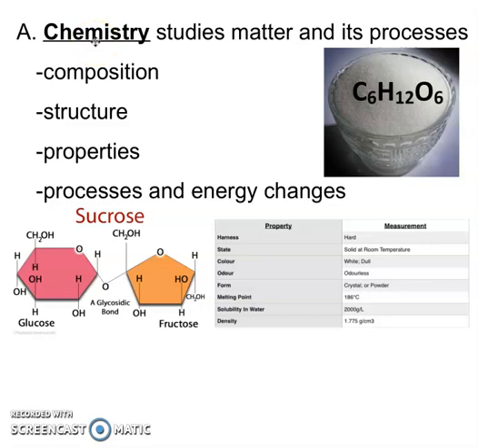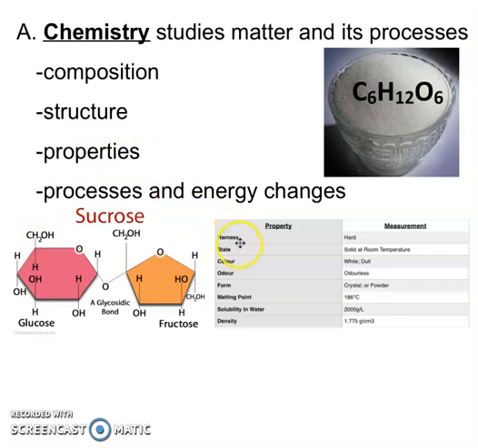So chemistry studies matter and its processes. Specifically, it looks at composition: what exactly is the chemical that you're looking at made up of? So if I'm looking at sugar, I can figure out that it's made up of 6 atoms of carbon, 12 atoms of hydrogen, and 6 atoms of oxygen. Its structure: glucose can be in a ringed shape. It can also be linear.